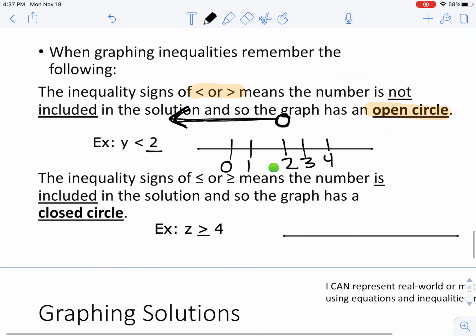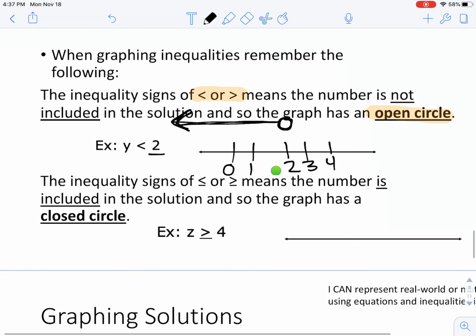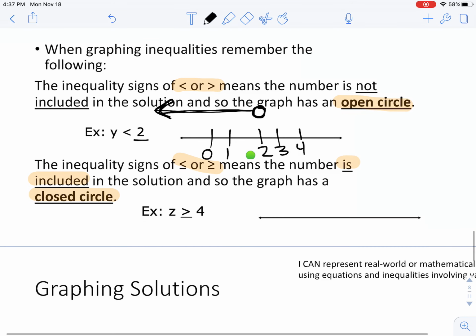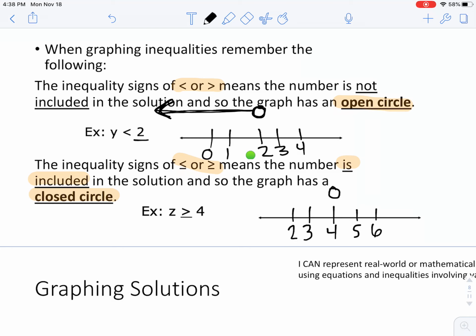All right, the inequality signs of less than or equal to or greater than or equal to mean the number is included and it should be a closed circle. So z is greater than or equal to 4. Well, I'm going to plot my number 4. I'm going to do 2 tick marks to each side. So 5, 6, 3, and 2. It's going to be a closed circle because my solution is greater than or equal to 4. And we know z is greater than 4, so I'm going to draw my arrow to the right.